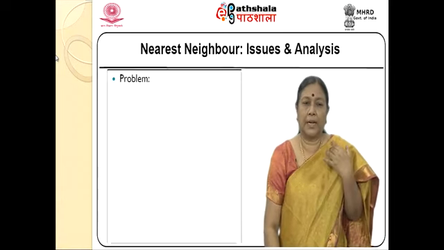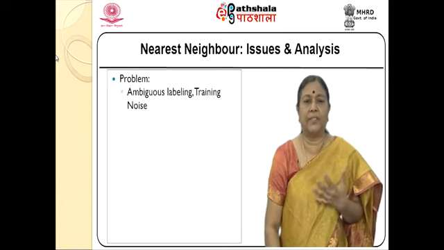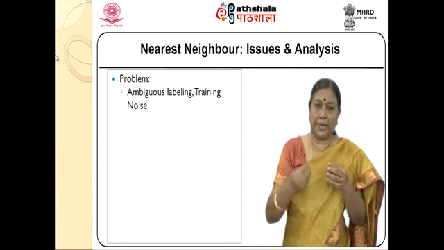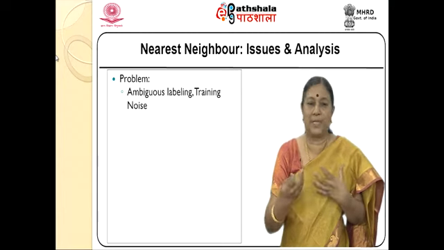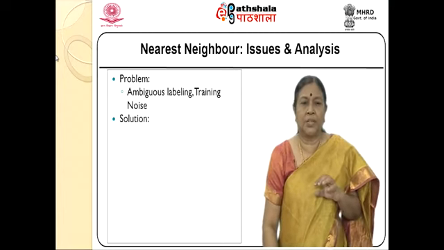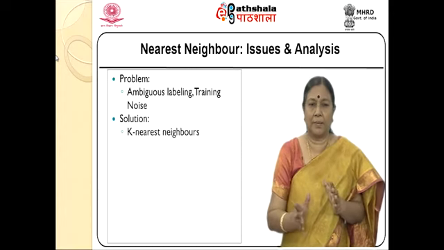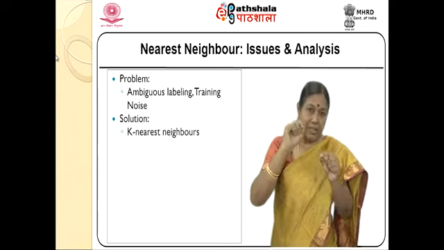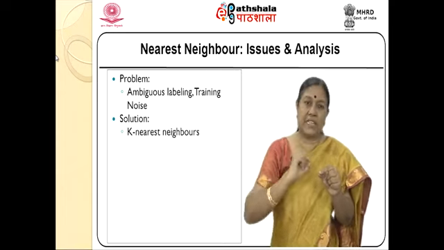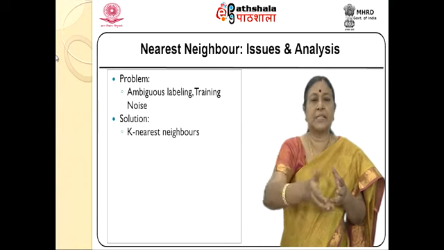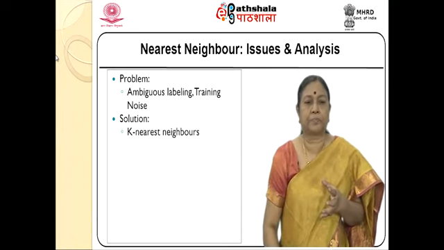Another issue you have is ambiguous labeling. A particular instance may be labeled ambiguously because of training noise, because of other things. So, the solution here is k nearest neighbors. Up to this point we have considered the query instance with each and every instance separately. Now, what we are doing is we have the k nearest neighbors. We will be discussing this in detail in the next module.